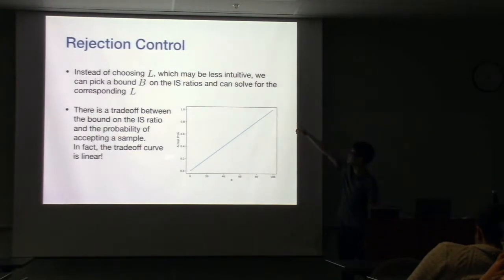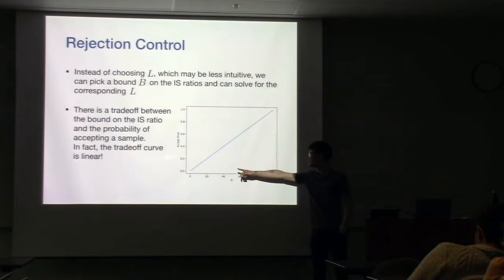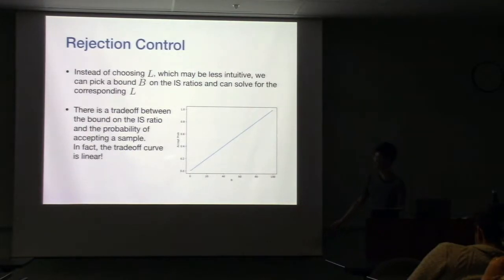If you look up here, if you accept all the time, then sometimes you'll have an importance sampling ratio of 100, which is what importance sampling would do. On the other hand, if you want a bound of 1, which is basically no importance sampling ratio, then you only accept about 1 in 100, which is what rejection sampling does. But you can also tune B to pick some number between them, and it gives you a nice linear curve that trades off both.